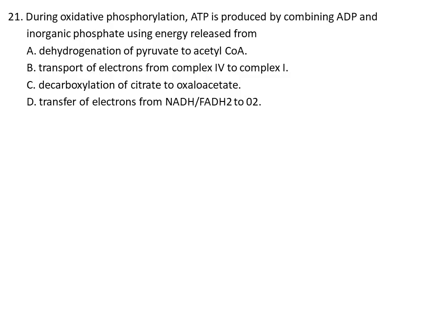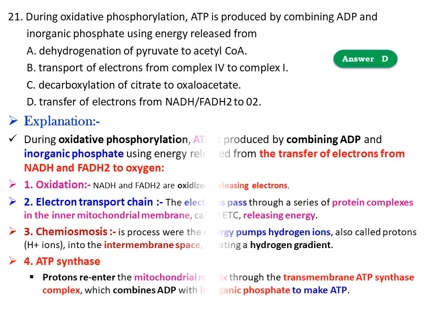Question number 21. During oxidative phosphorylation, ATP is produced by combining ADP and inorganic phosphate using energy released from, so that will be D, transfer of electrons from NADH or FADH2 to oxygen. So during oxidative phosphorylation, ATP is produced by combining ADP and inorganic phosphate using energy released from the transfer of electrons from NADH and FADH2 to oxygen.